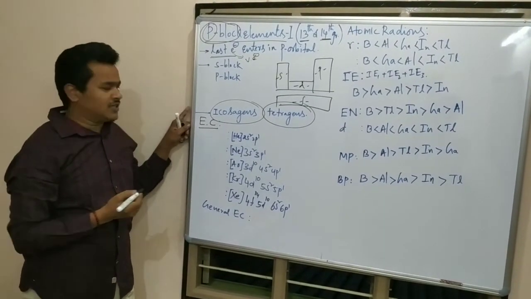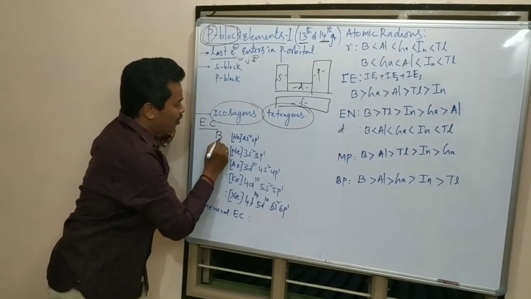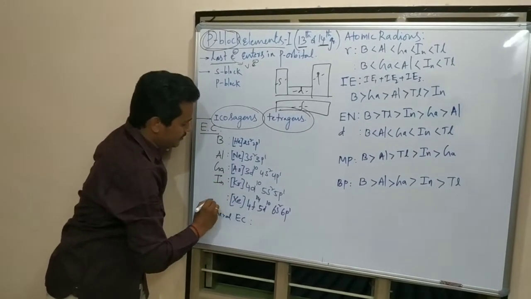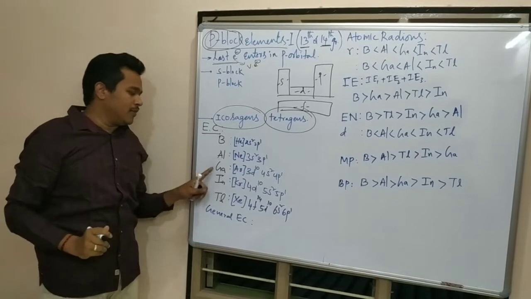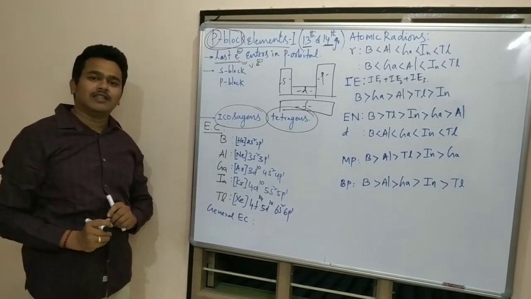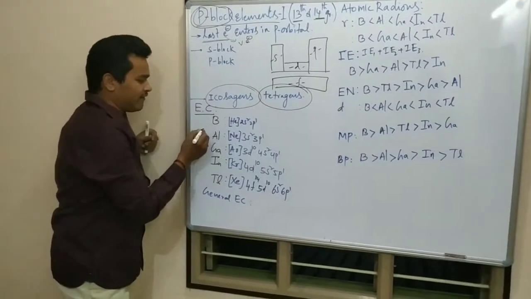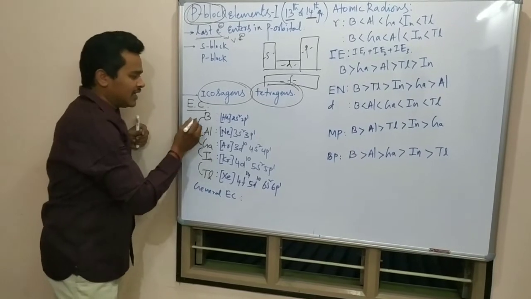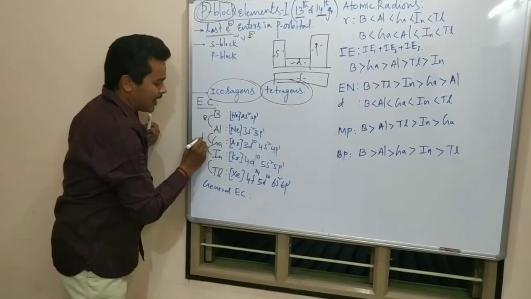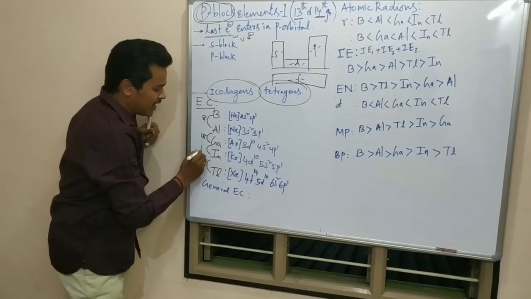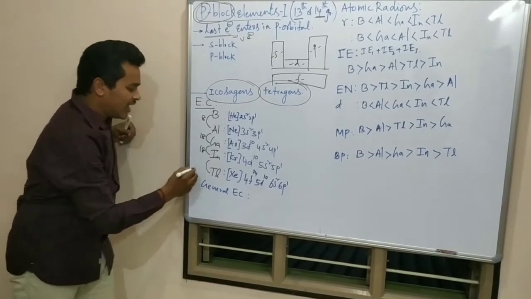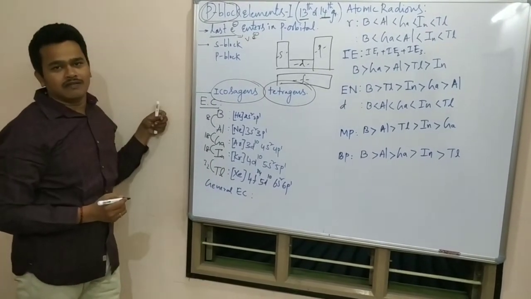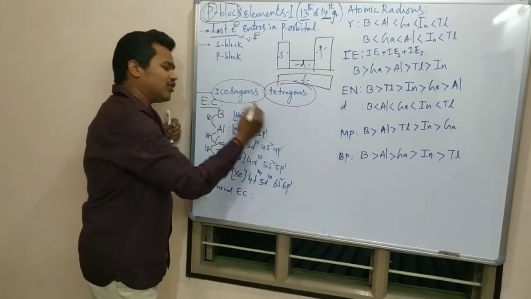What are the 13th group elements? Boron, aluminium, gallium, indium and thallium. They differ in their atomic numbers. Here you add 8 and then 18, and aluminium and gallium will come. Again you add 18, and indium will come. Again you add 32, and the atomic number of thallium will come. These are the electronic configurations.